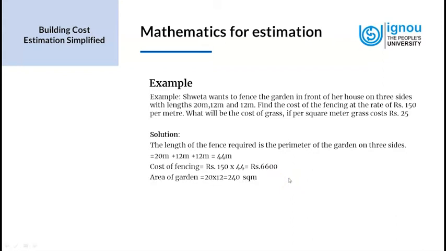Next we are going to look at the area of the garden, because we have to find the cost of grass. The area of the garden is, again, we know that it is the product of sides, so it becomes 20 into 12, which is 240 square meters. And the cost of grass is given as 25 rupees per square meter. So we multiply it by the area that we got from the previous calculation, and it becomes rupees 6,000.